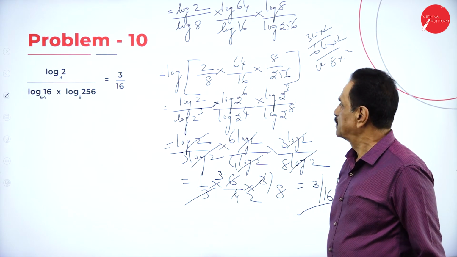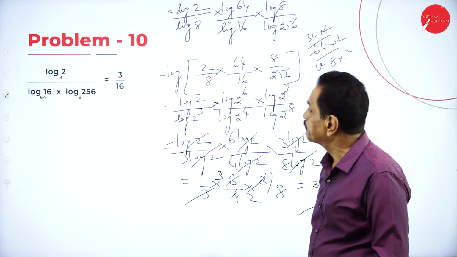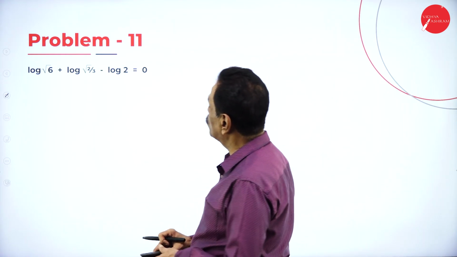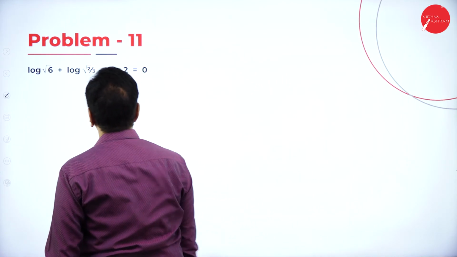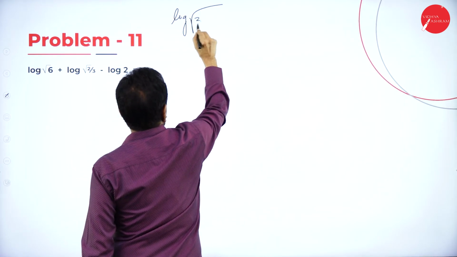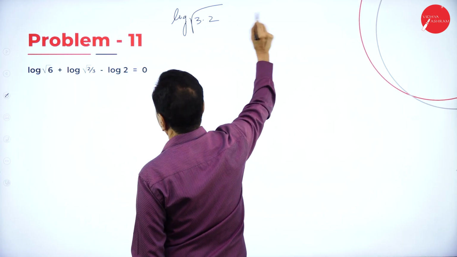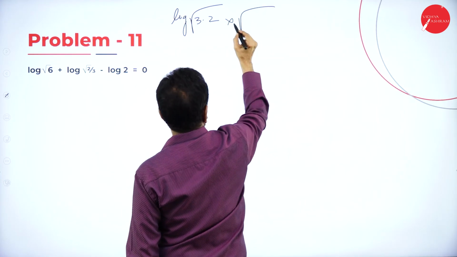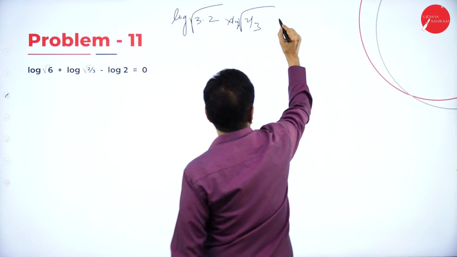Simplify this. Last one. Log 6 root 6. So this can be written as log root 3 into 2, plus or into log 2 divided by 3, minus log 2.